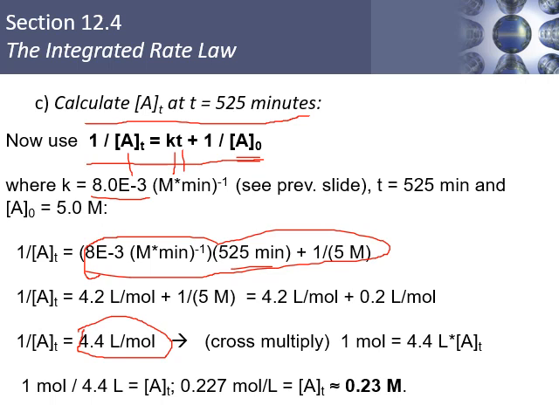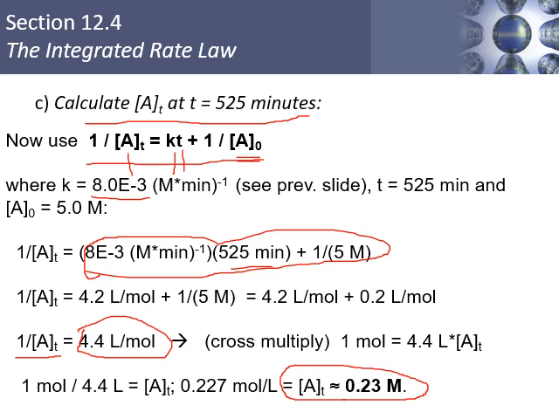But what you found there was 1 over A t, not A t. But what we want is A t. So cross multiply and you get that A t is 1 over 4.4, which turns out to be 0.23 moles per liter. So here is your answer. So a lot of this is just algebra.